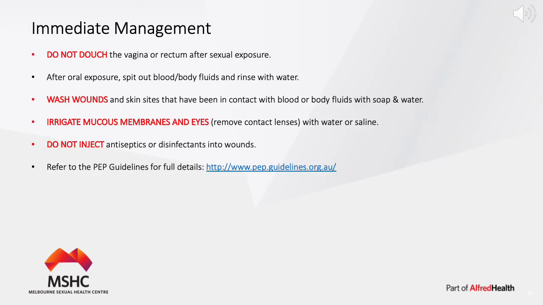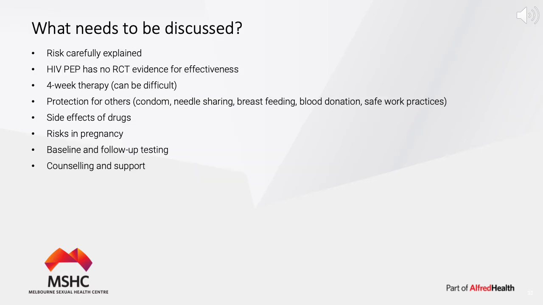Okay, so we say do not douche the vagina or rectum after sexual exposure because this may cause breaks in the integrity of the skin and allow a portal of entry for the HIV. After oral exposure, you spit out the blood and the body fluids, you wash the wounds, you irrigate the mucous membranes. Just be very gentle and try to superficially clean the lesions. Okay. Again, PEP guidelines are available at that hyperlink.